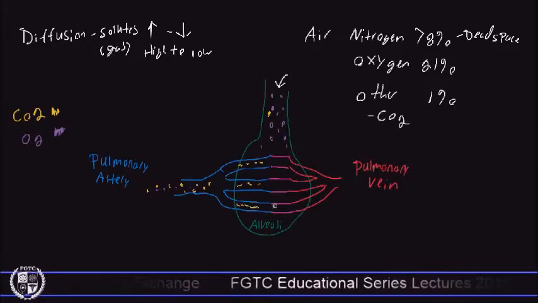Okay, and so what happens is this CO2 is going to go across your capillaries, and it's all going to be going out. Now, our oxygen has a very low concentration of particles over here on our artery side.